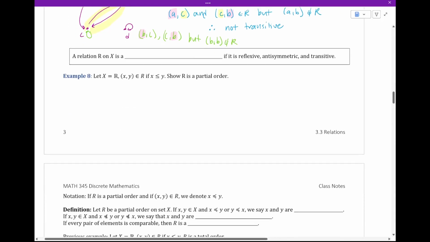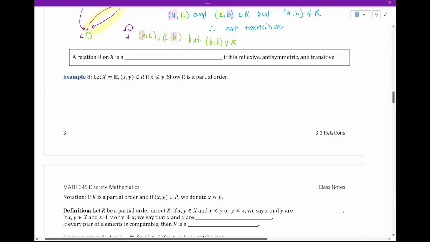Okay, so we've talked about a lot of properties so far. Now we're going to package some of them together in a neat way, and that's called a partial order. A relation on X is a partial order if it is reflexive, antisymmetric, and transitive. So if it has those three properties, it is a partial order. Here in example 8, let X be all real numbers, and (x,y) is in R if x is less than or equal to y, and I want to show that R is a partial order. So I want to show that it meets these three properties: reflexive, antisymmetric, and transitive.